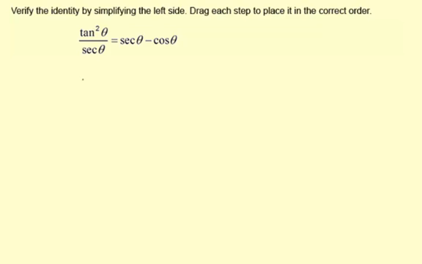Okay, so I'm going to rewrite the left side just like this: tangent squared theta over secant theta. And then the question is, well, what do you simplify first? Well, I'm going to use a Pythagorean identity here involving tangent squared theta. 1 plus tangent squared theta is equal to secant squared theta.